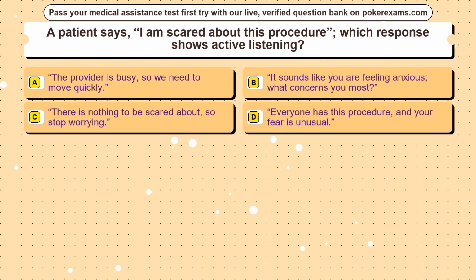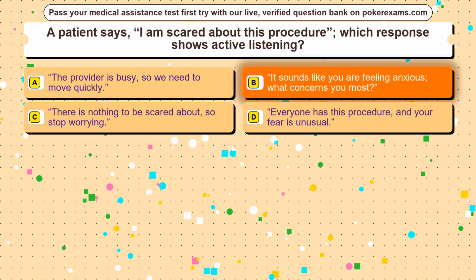Question 60. A patient says, "I am scared about this procedure." Which response shows active listening? Option A, the provider is busy, so we need to move quickly. Option B, it sounds like you are feeling anxious. What concerns you most? Option C, there is nothing to be scared about, so stop worrying. Option D, everyone has this procedure, and your fear is unusual.